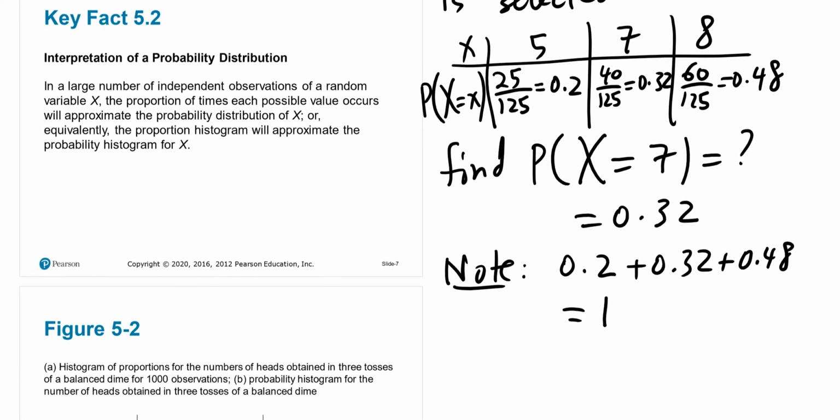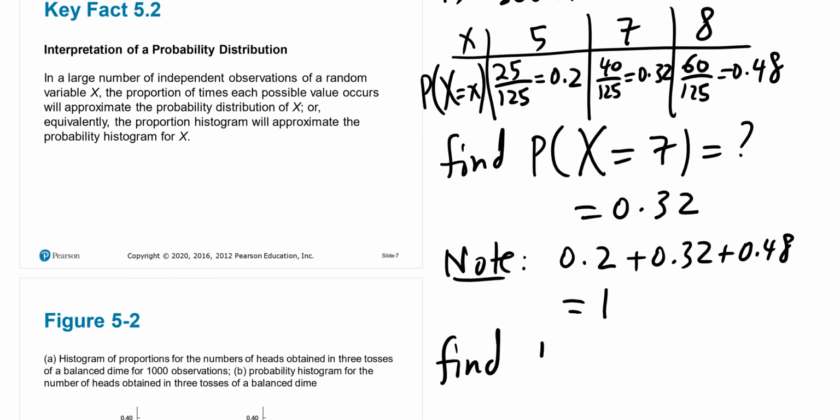So what if they ask us to find, for the same example, the probability that the discrete random variable x is at least 7?